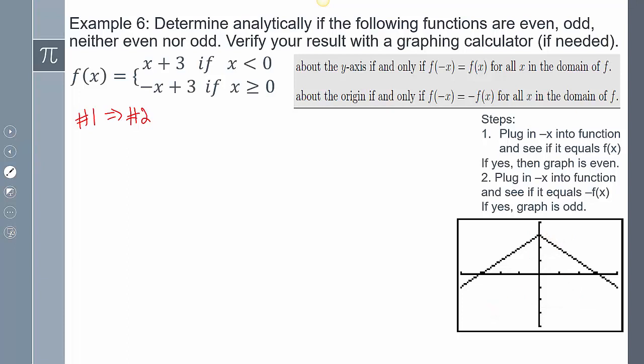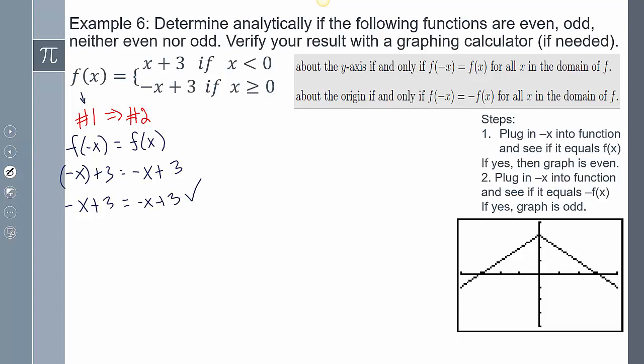So testing this, we said, is my f of negative x, is that going to equal f of x? So my equation in number 1, that's going to be negative x plus 3. So that was my equation from number 1. And then what is the f of x from equation number 2? That's going to be negative x plus 3, and so negative x plus 3 equals negative x plus 3, so we're good there. And so now we want to take a look, is it going to be from the other side? Equation number 2 as it goes to equation number 1.